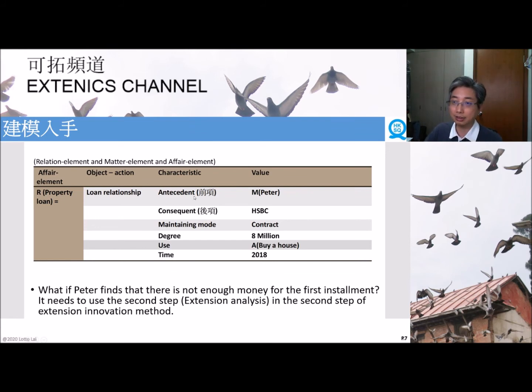The descendant is Peter, and the consentient is HSBC. To maintain the mode, they sign the mortgage contract, agreed at 8 million. What is the usage? Buy a house is another affair element here, and the timing. So you can see the relationship element combined with the meta element Peter and the affair element buy a house inside.